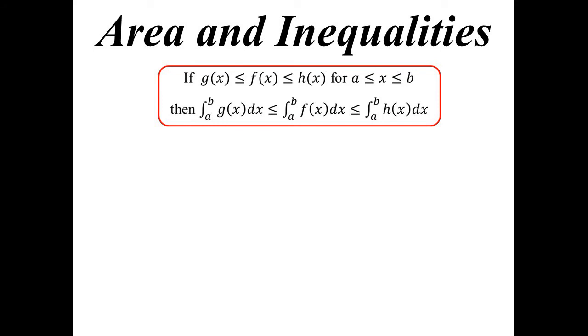Area and inequalities, this idea of trapping to come up with an answer. It comes from this idea that, hey, if you've got 3 functions, but you know that the g function is always below the f function, which is always below the h function, then when I integrate, those inequalities will stay the same. Because the area under the lowest one must be the smallest area. The area under the middle one would have to be the second biggest area, and so on.